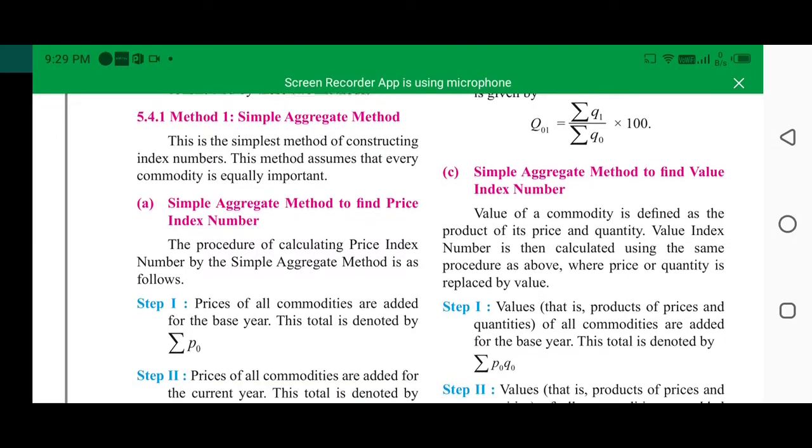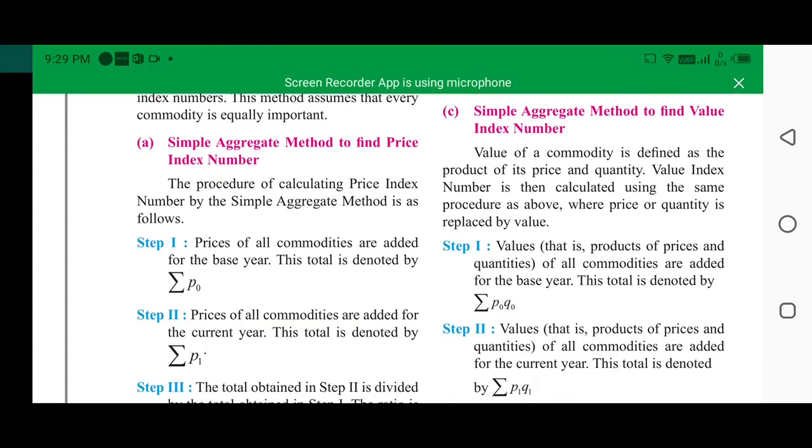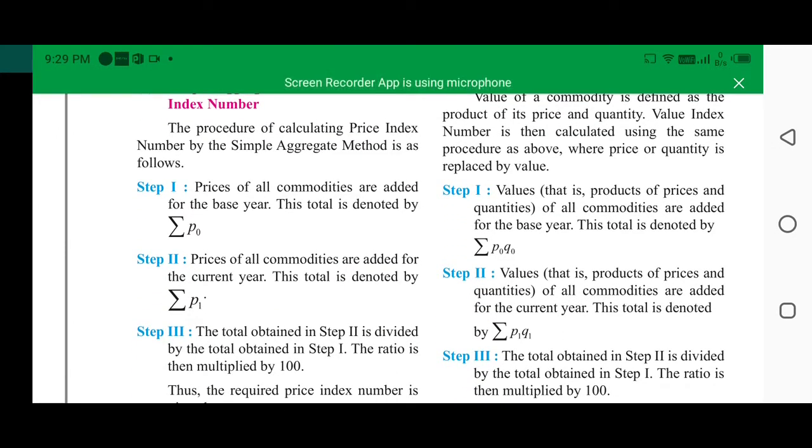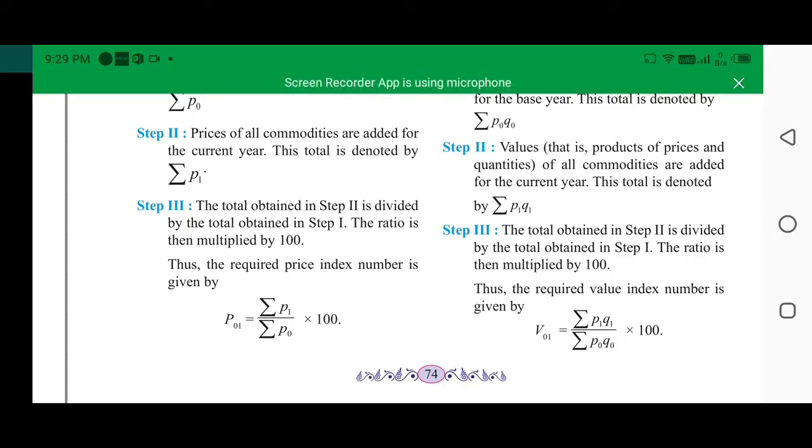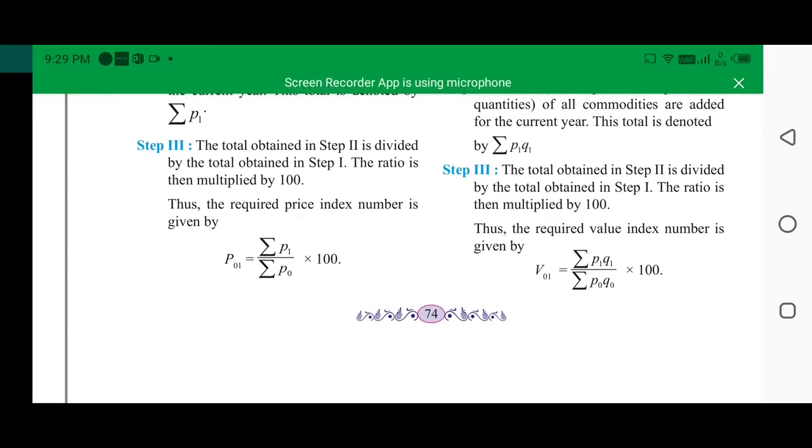And similarly, for the simple aggregate method of the value index number, we have to consider the product of both P naught into Q naught and P1 into Q1. Then V naught 1 is equal to sigma P1 Q1 upon sigma P naught Q naught into 100. Okay, depending upon the product of P1 Q1 and P naught Q naught, with the different formulas.